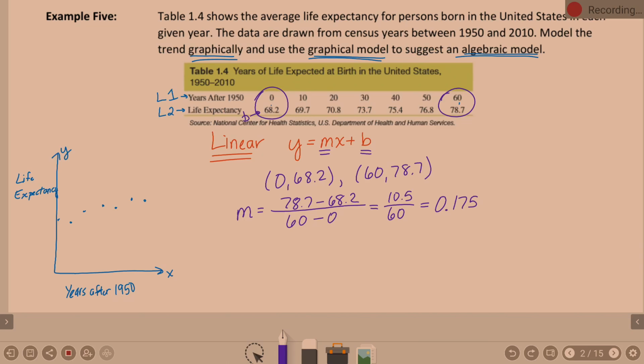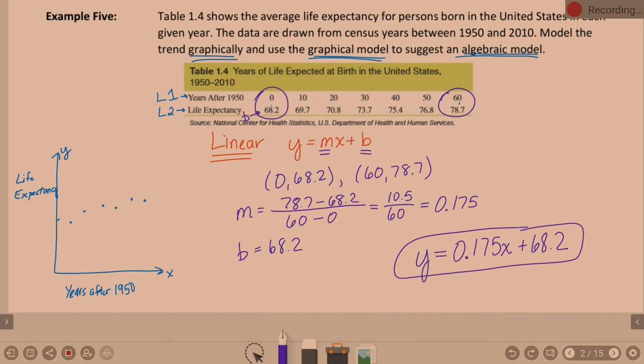Okay, guys, so we know our m. We already talked about our y-intercept being 68.2. So what's that make our equation? y equals, fill in the pieces, 0.175x plus 68.2. There is your linear form.